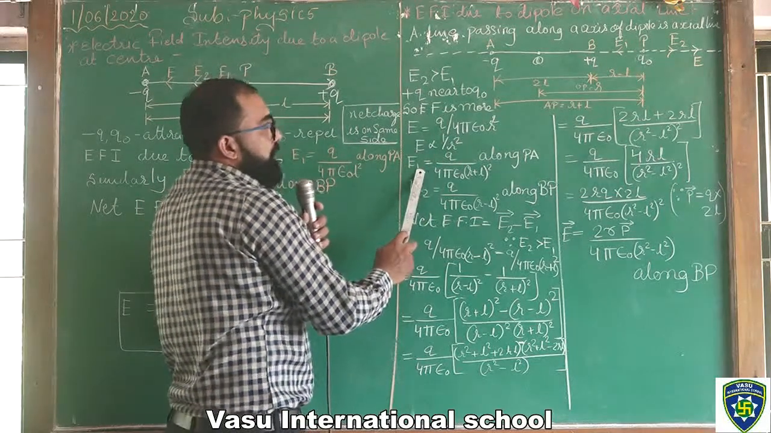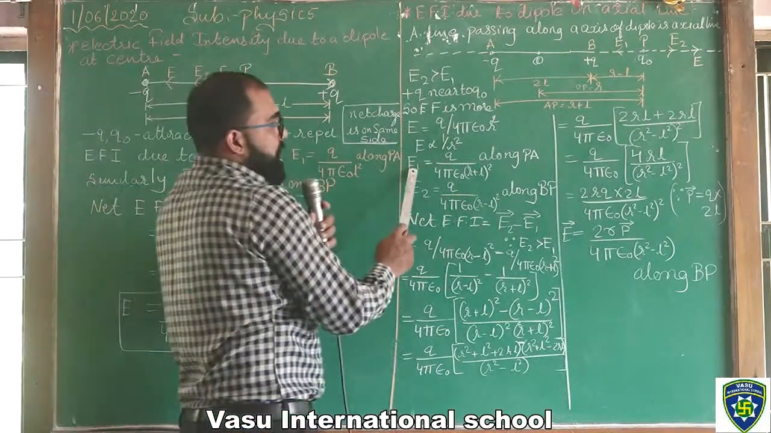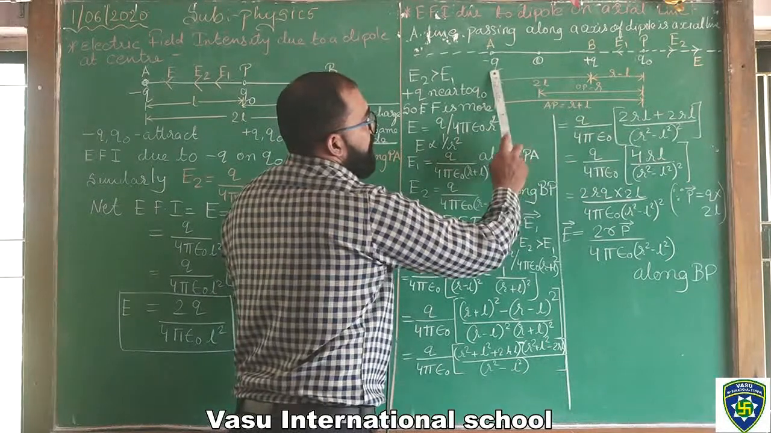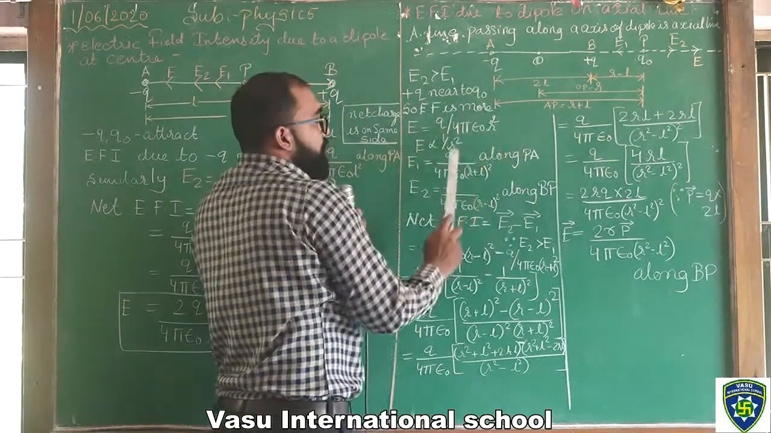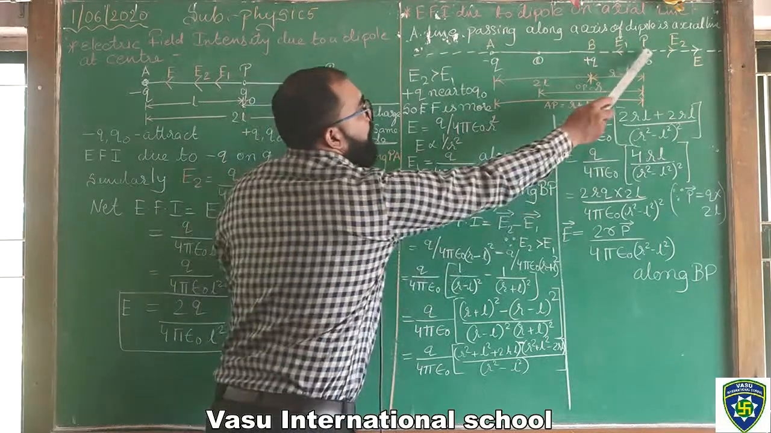Now here for E1, the distance is changing according to this. E1 is equal to Q upon 4 pi epsilon 0. Here we are taking R plus L because we are writing it with the minus Q charge. So Q upon 4 pi epsilon 0 R plus L the whole square, that is along PA.